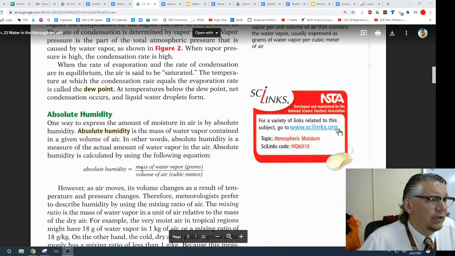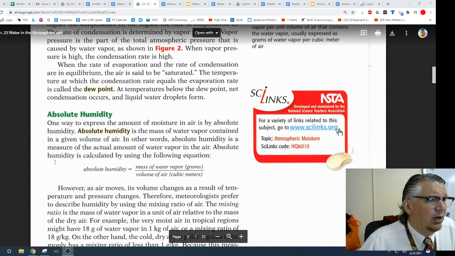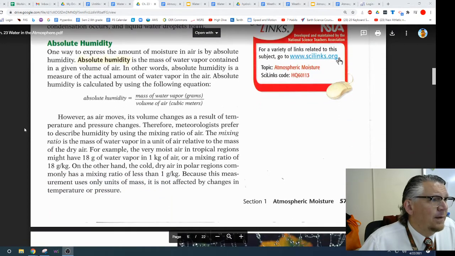Absolute humidity is equal to the mass of water in grams divided by the volume of air in cubic meters. However, as air moves, its volume changes as a result of temperature and pressure changes. Therefore, meteorologists prefer to describe humidity by using a mixing ratio of air.